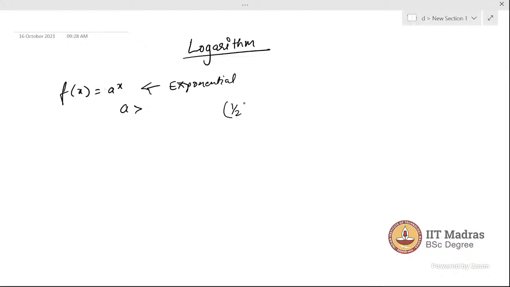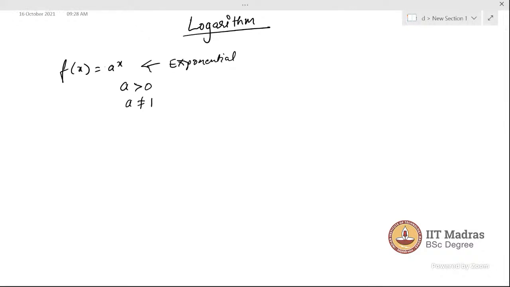Can't I write half to the power of x, which is between 0 and 1? Yes, you can write that. So a should be greater than 0, but not 1. a cannot be 1, right? And what about x? x can take any values. The domain is R. So we know this much.